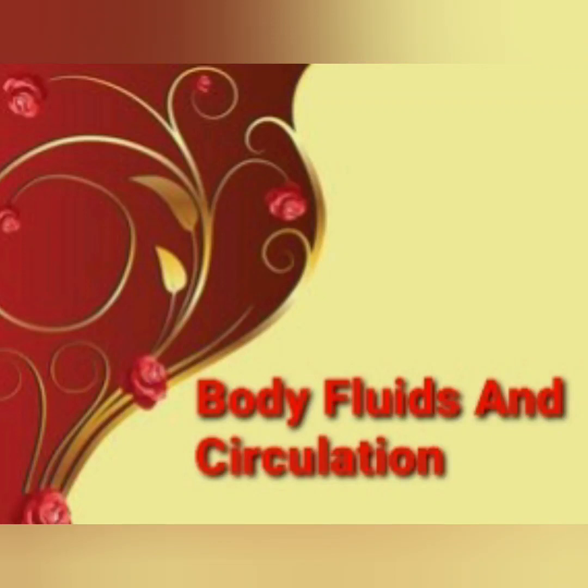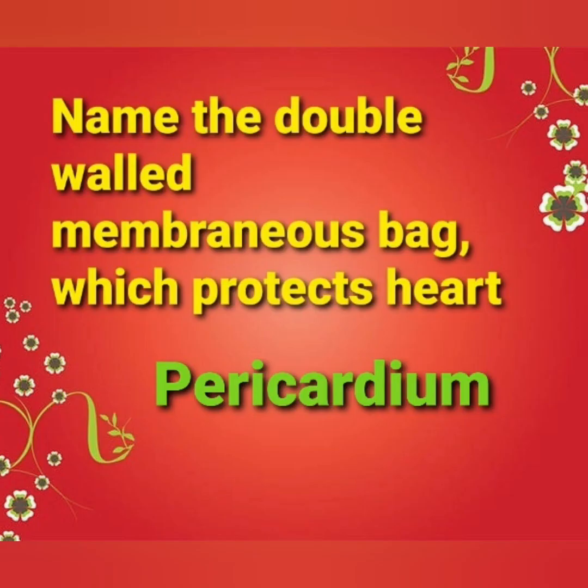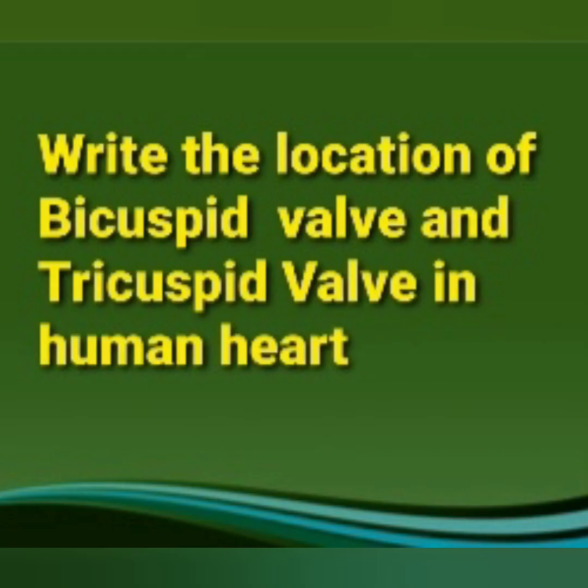Body Fluids and Circulation chapter focus area based questions and answers will be discussed in this video. First question, name the double-walled membranous bag which protects the heart. The answer is pericardium. Next question, write the location of bicuspid valve and tricuspid valve in human heart.